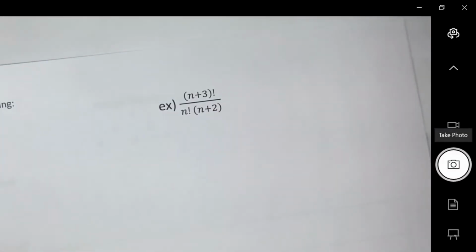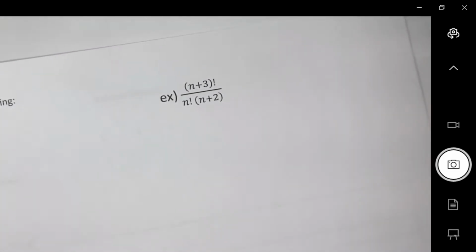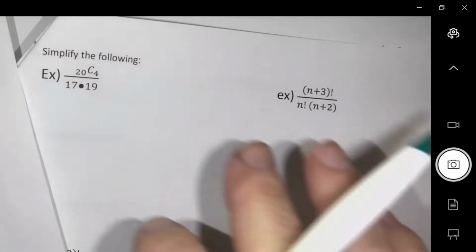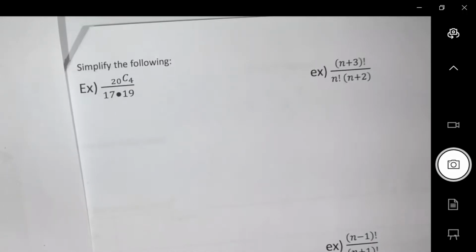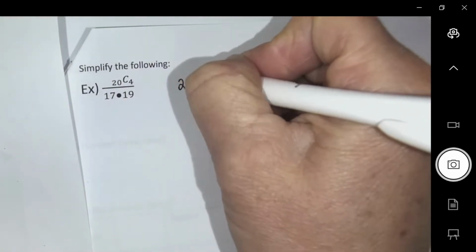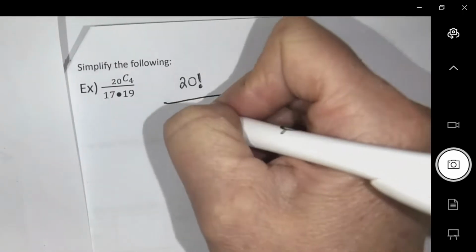Okay, simplify. So 20C4, that means you need your formula sheet. 20C4, or you wrote your formula on the front of your notes. So here's the formula for the C. N factorial divided by R factorial.